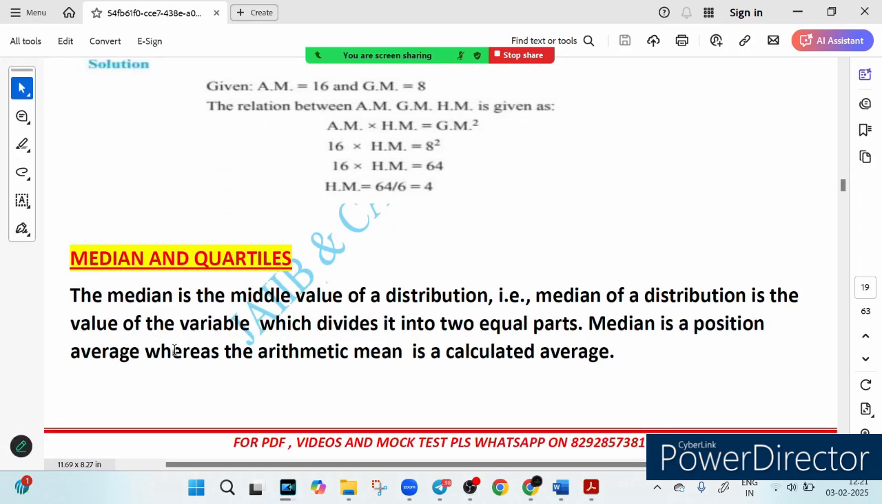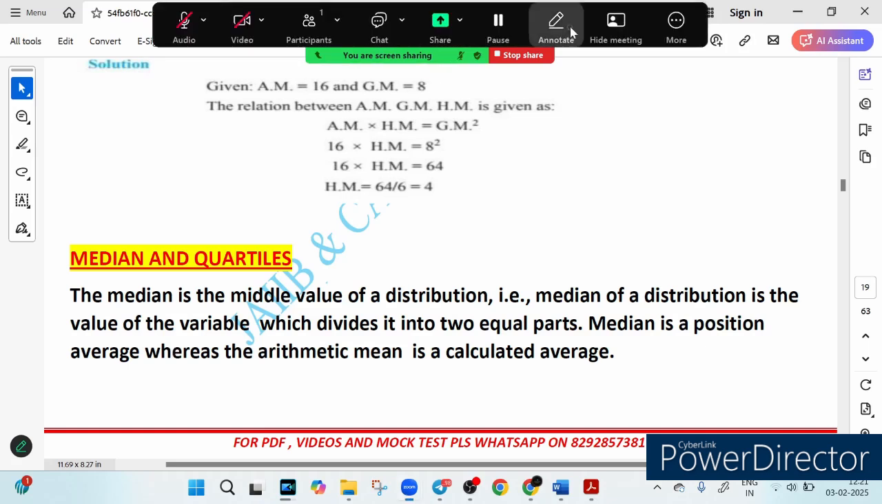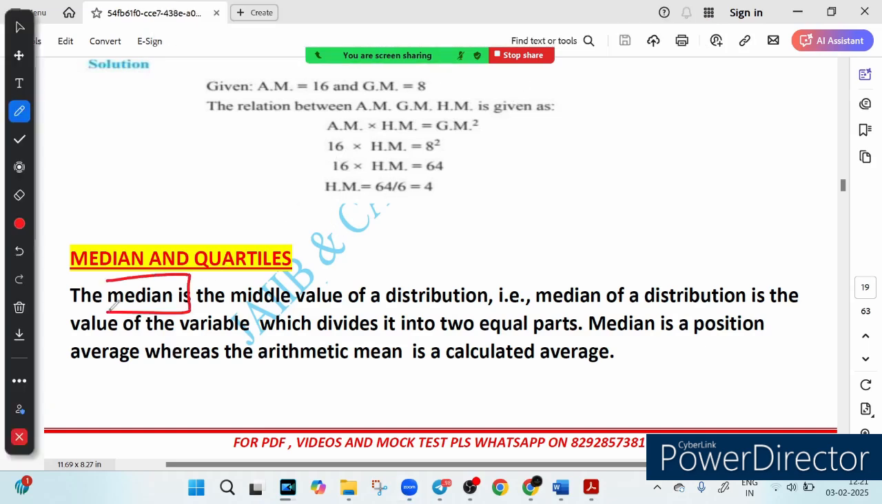Now let's talk about the next central tendency measure we have. It is regarding the medians and quartiles. First let's discuss the median. You know what is the meaning of median? Median, as the name itself suggests, is the middle value of a distribution. You have a distribution, you have to find the middle value, and that is what we call median. The median of a distribution is the value of the variable which divides it into two equal parts.